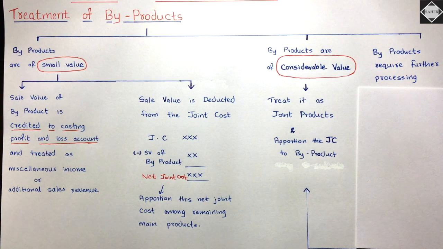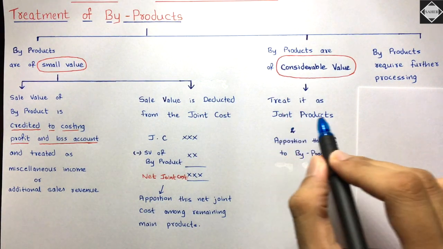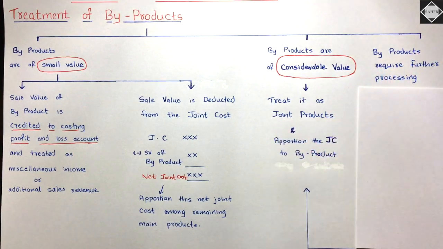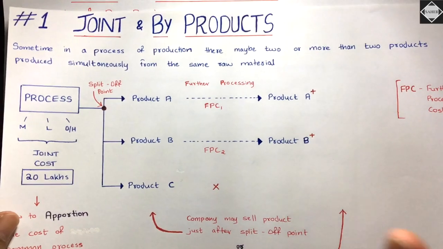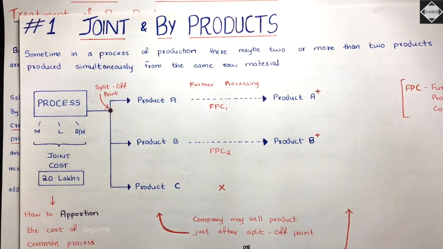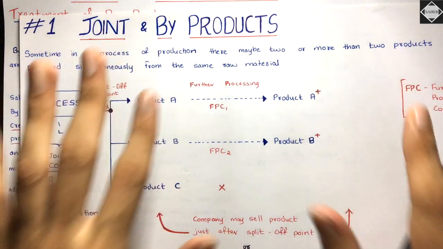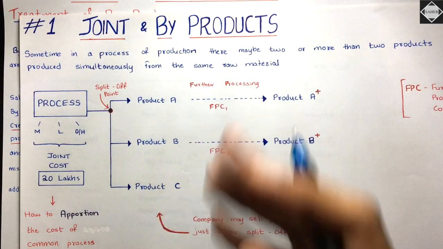Byproducts are of considerable value. What you will do, simply you have to treat the byproduct as a joint product. What does that mean, sir? Simple. See here, A and B were joint products. So what were we supposed to do regarding that? We were supposed to take the joint cost and apportion it to them. We have seen that in the past 10 videos, how to do that. Really simple. We have 8 methods, right? And we can do that easily.